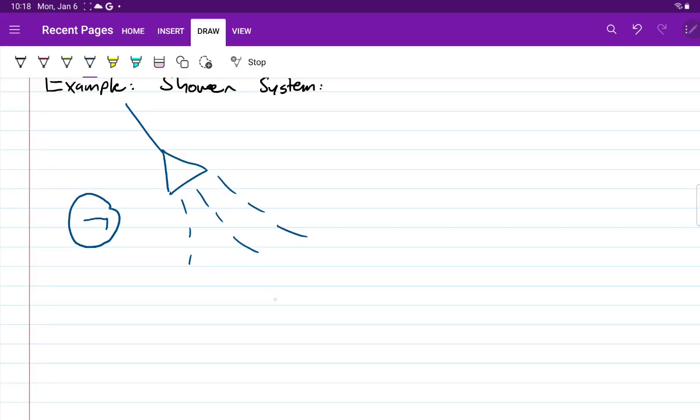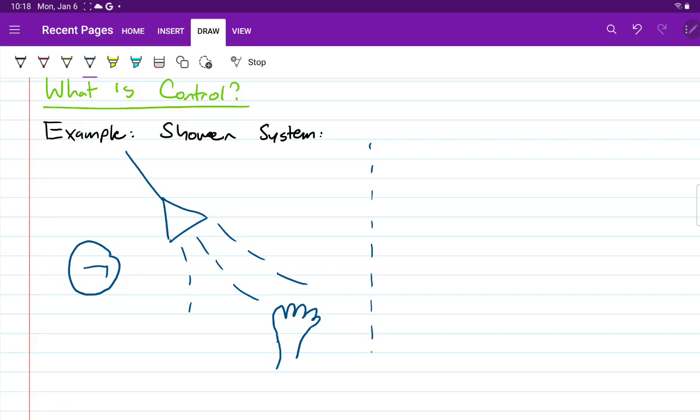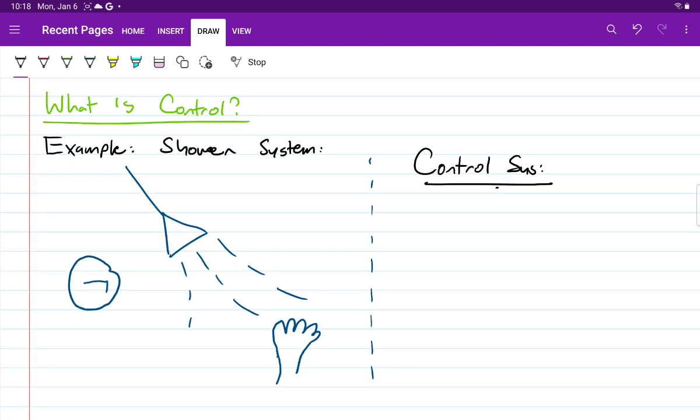Well, let's say I want to measure what the temperature of this water is. To do that, I'll stick my hand into this water and get a feel for what the temperature is. So how is this a control system? Here's what we're going to do. We're essentially trying to control the state of this shower system. We have a goal in mind, which is to control the temperature of the water.